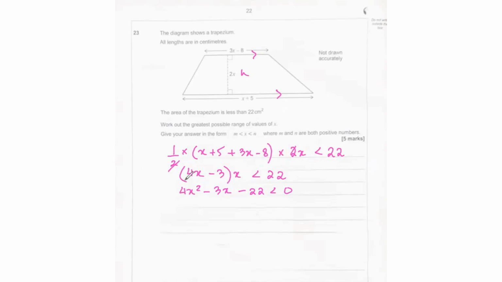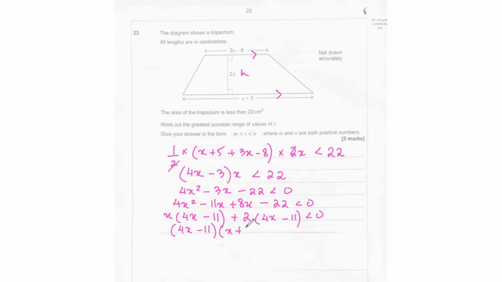So factorize this. 4 times 22 is going to give us 88. 88 is 11 times 8 and 11 minus 8 is 3. So we can replace negative 3x with negative 11x plus 8x and everything else comes as it is. Between the first two terms, we have x common. 4x minus 11 comes here. And in the last two terms, we have 2 common. So 4x minus 11 comes over here. So 4x minus 11 times x plus 2 is less than 0.